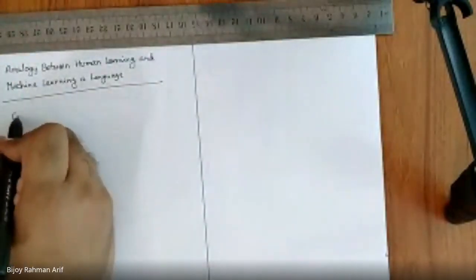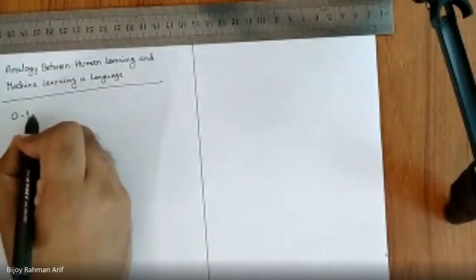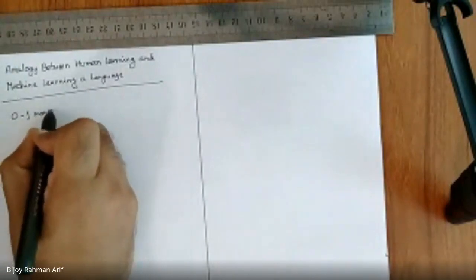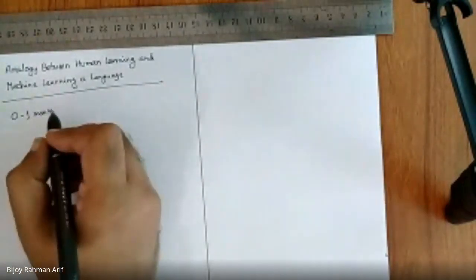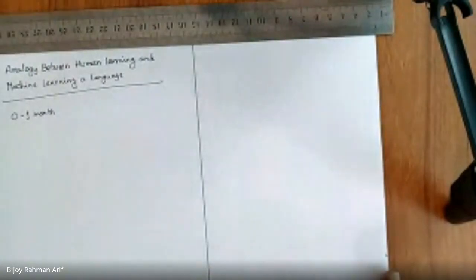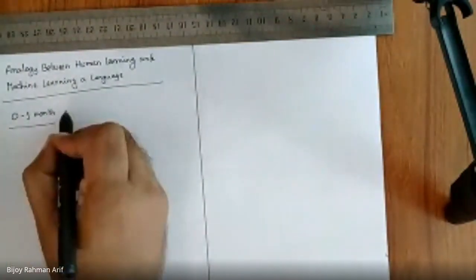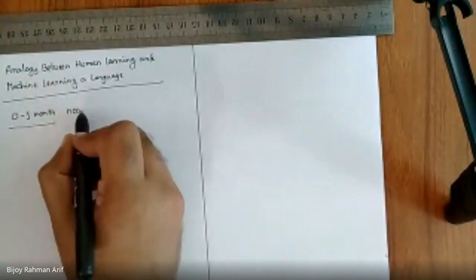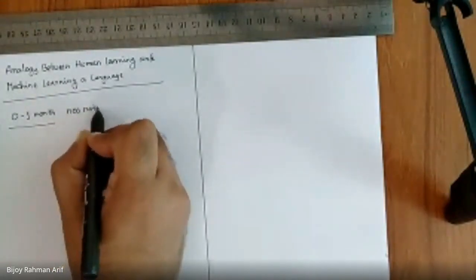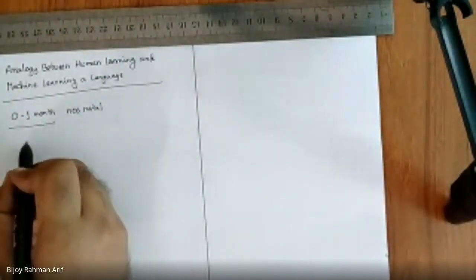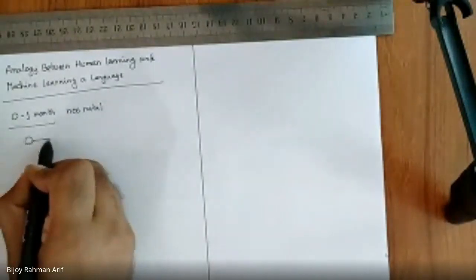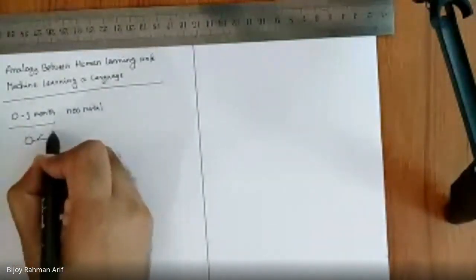Okay, so 0 to 1 month. Do you know what human infants of 0 to 1 month are called? Do you have any idea? What are they called? They are called neonatal. So she's a neonatal. Let's assume like this.